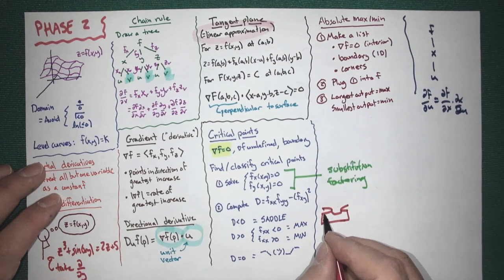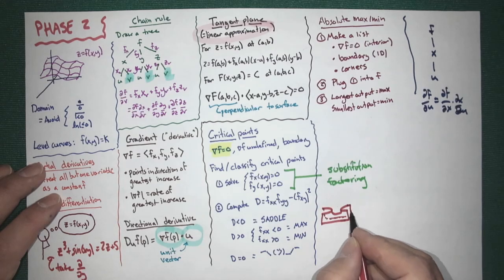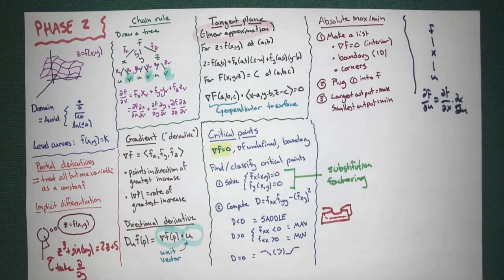And a saddle, well, I just want to show off my drawing skills one last time. That's something that looks like that, right? Saddle shape. It's neither max nor min. In one direction it's a min, one direction it's a max. If it's 0, we don't know.